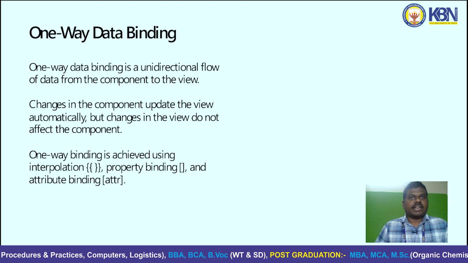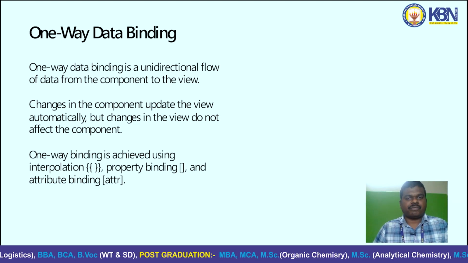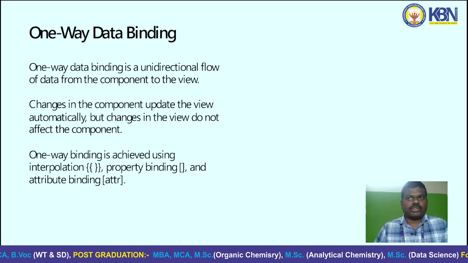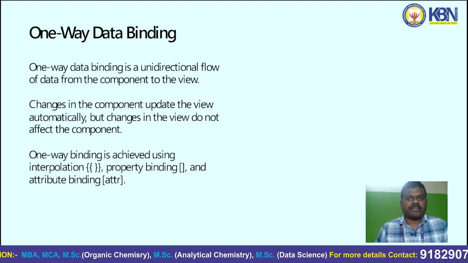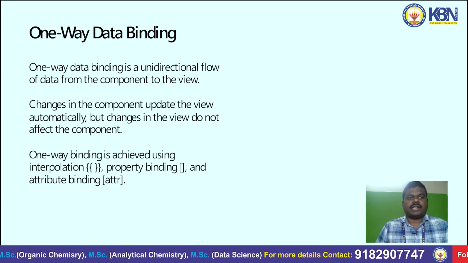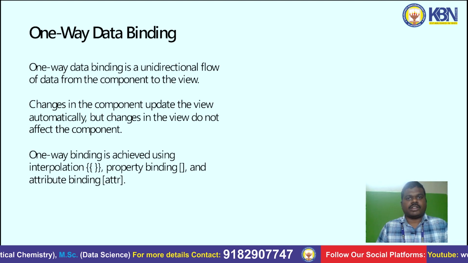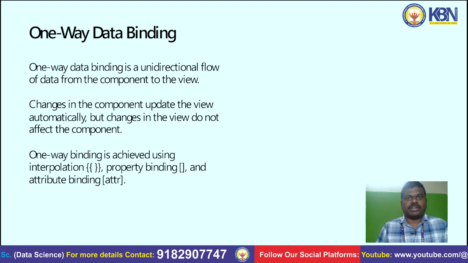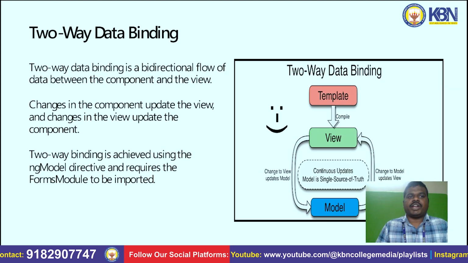Because the directional flow of data is in a single way, right? Either you go from here to there or from there to here. Okay, in Angular data binding, the best example for one-way data binding is string interpolation. Okay, string interpolation. Now next, two-way data binding.